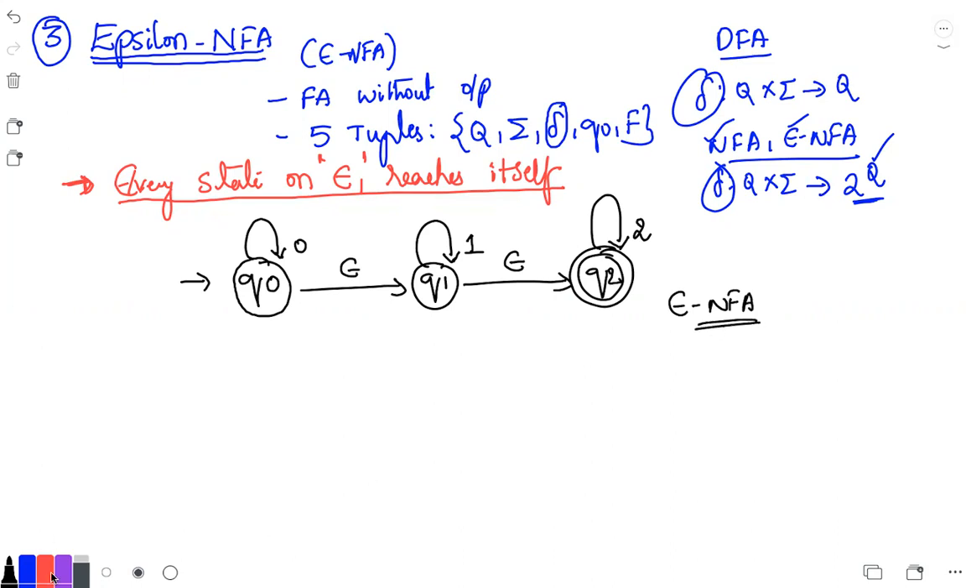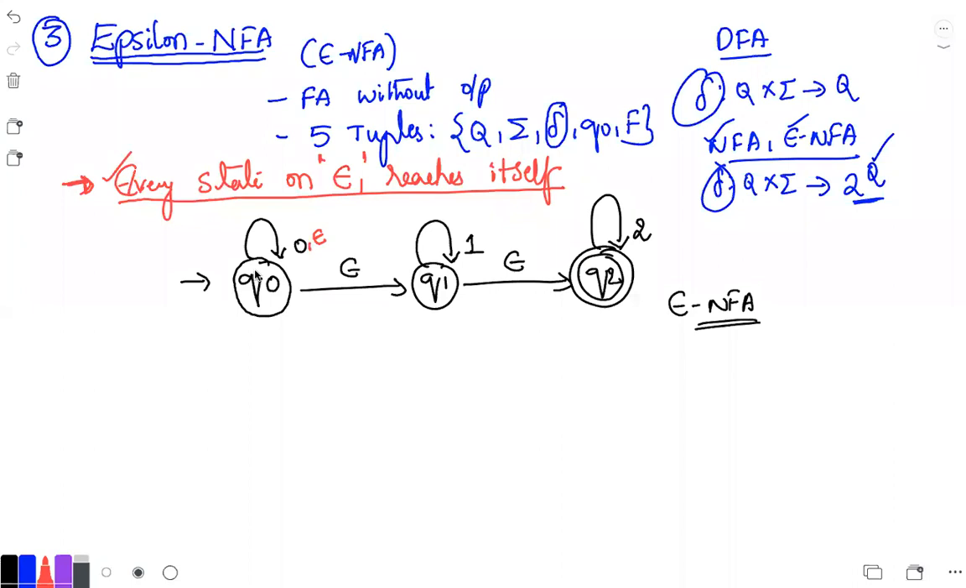Now you can ask me, sir, for NFA, there should be more than one input from one state to reach the other state. But upon mere observation, it appears as a simple DFA. You might be getting that out. But that's why I have iterated this point. In epsilon NFA, every state on epsilon reaches itself. That means even though epsilon is not given for Q naught, there will be a virtual epsilon you should be assuming. So Q naught on 0 goes to itself. Because of the property, there will be an epsilon also for Q naught over Q naught. So in a sense, you see, now it has become NFA.